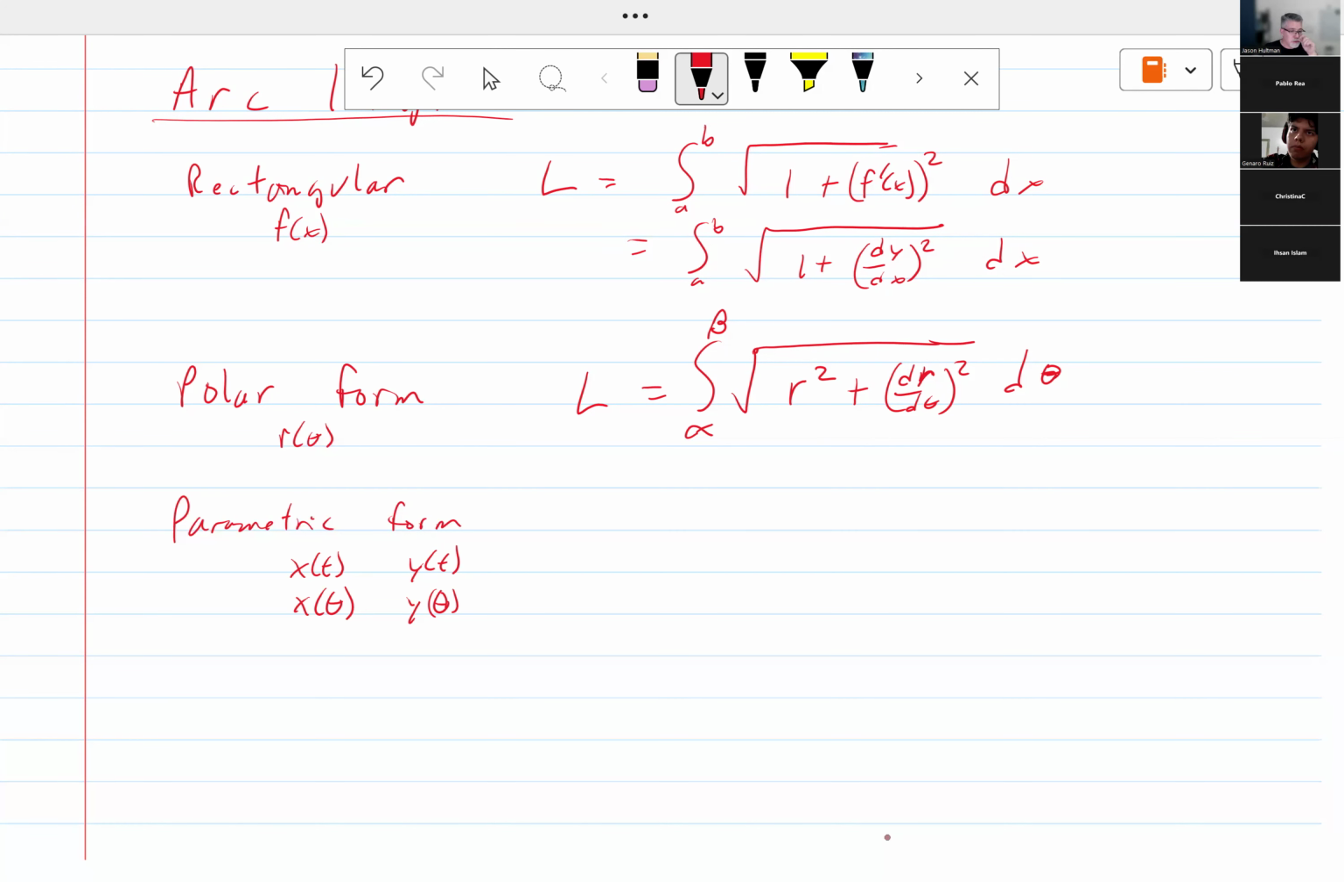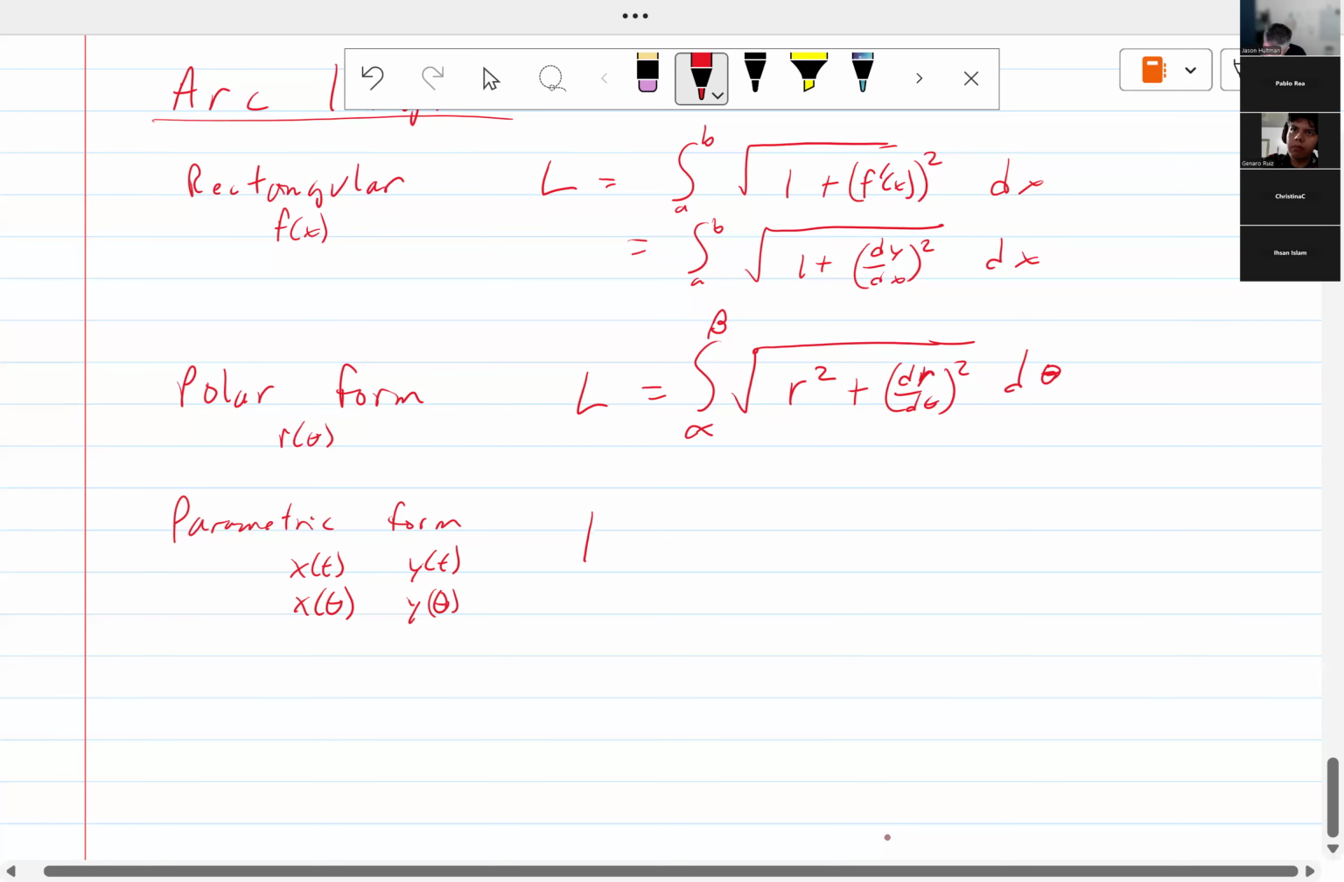So just because you see a theta, what you're looking for is: is it r equals something, or is it x equals something and y equals something? Or is it just y equals something? If it's y equals something in terms of x, it's rectangular. If it's x equals something and y equals something, that's parametric. But if it's r equals something in terms of theta, that's polar.